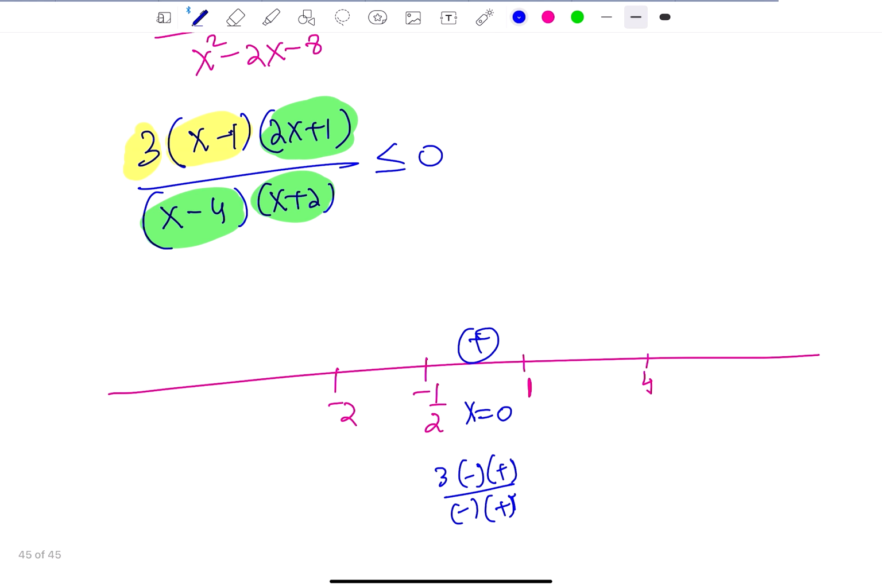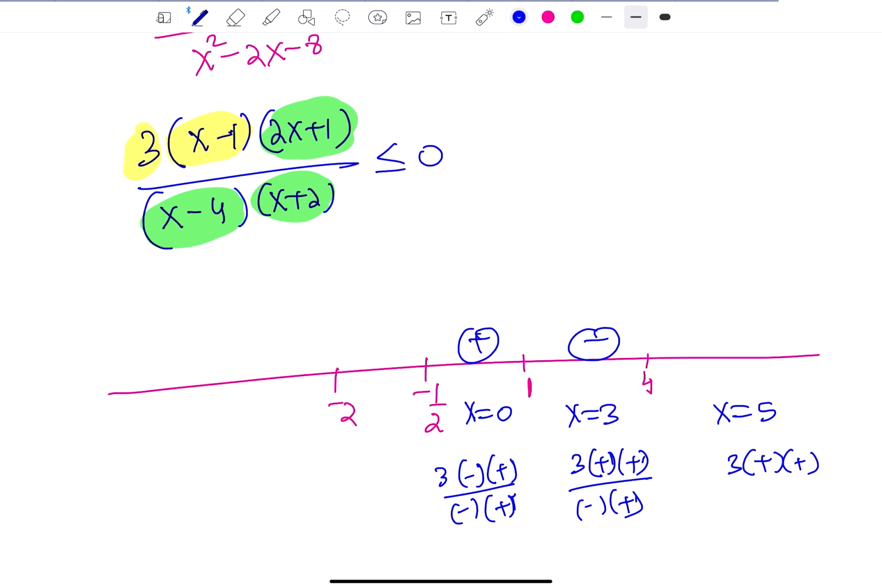Between 1 and 4, we can pick x equal to 3 or x equal to 2. If I pick x as 2, I would have 3. 2 minus 1 is positive, and 2 times 2 plus 1 will also be positive. 2 minus 4 is going to be negative, and 2 plus 2 is going to be positive. So it's going to end up being a negative number. If I choose x as 5, I will have 3 times 5 minus 1 is positive. 5 times 2 plus 1 is positive. 5 minus 4 is positive. 5 plus 2 is positive. Altogether, it turns out to be positive.